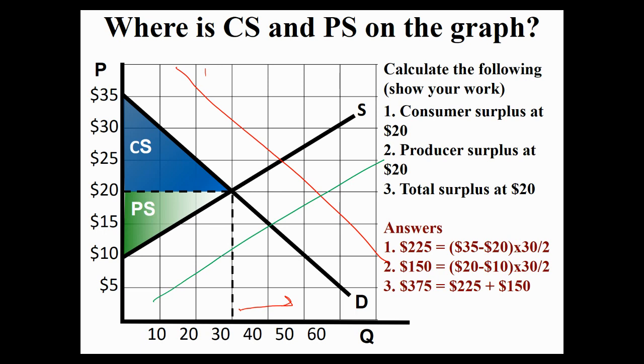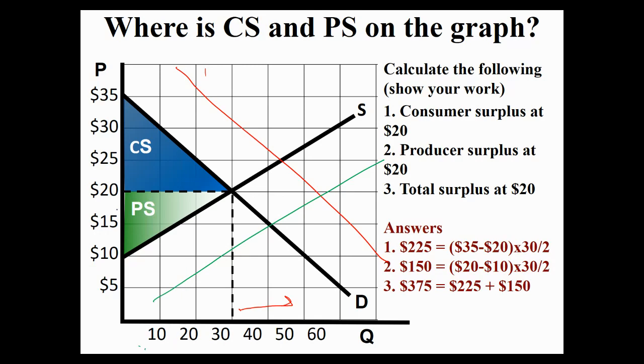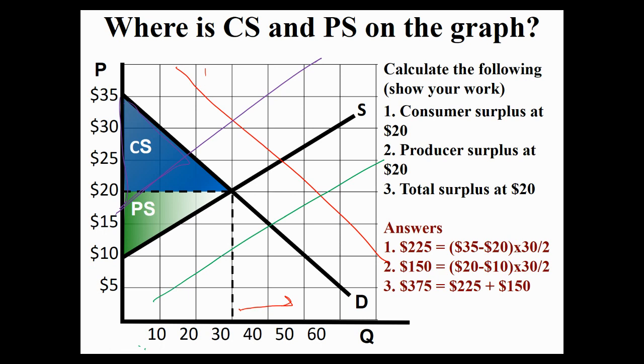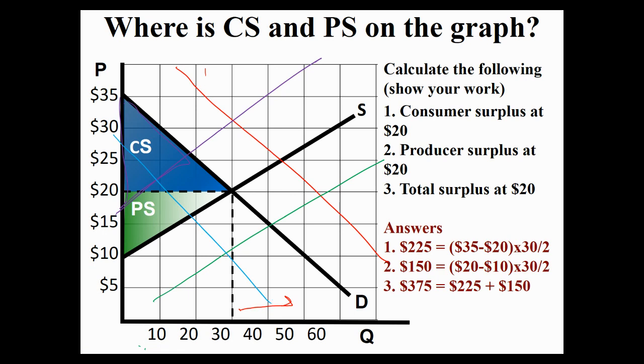Now, if either one of these were to shift to the left, for example, I'll use another color here. Let's use the purple. So if the supply curve shifted to the left, we'd have this really small triangle here. So our total surplus fell. If the demand curve shifted to the left, once again, we see our total surplus would diminish. So anytime our demand curve or supply curve shifts to the left, that essentially means our standard of living is falling.